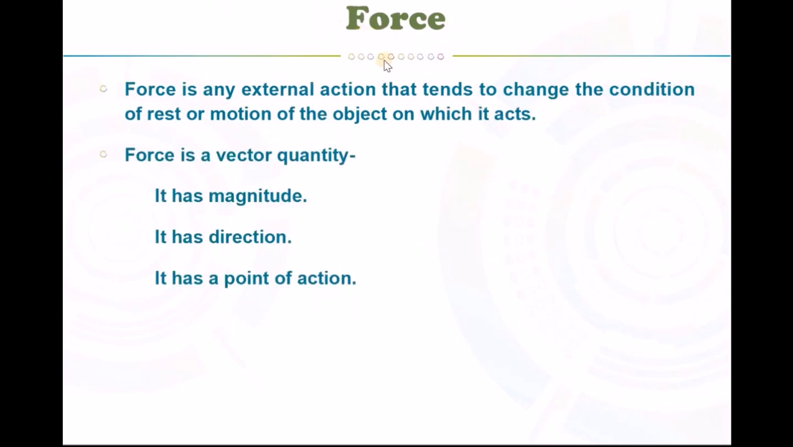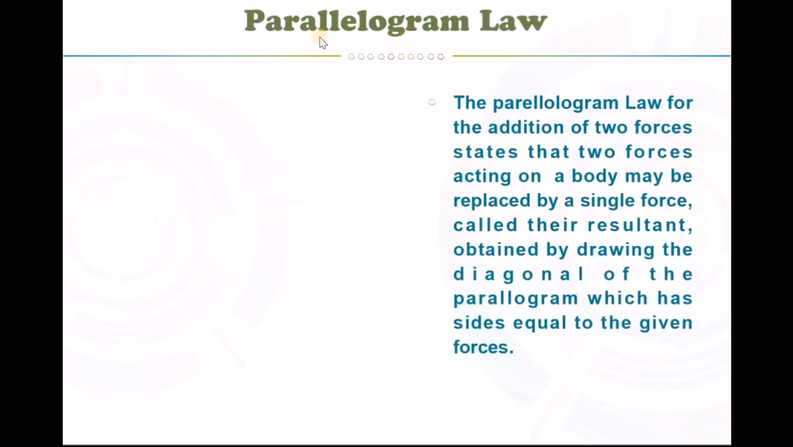Now come to the force. Force is any external action that tends to change the condition of rest or motion of the object on which it acts. The specification or characteristics of a force are its magnitude, its point of application, and its direction. Force is a vector quantity. The concept of force is related to the mass of the body with Newton's second law. As force is a vector quantity, we have to use vector addition to find the resultant of two forces. We will use parallelogram law of vector addition.